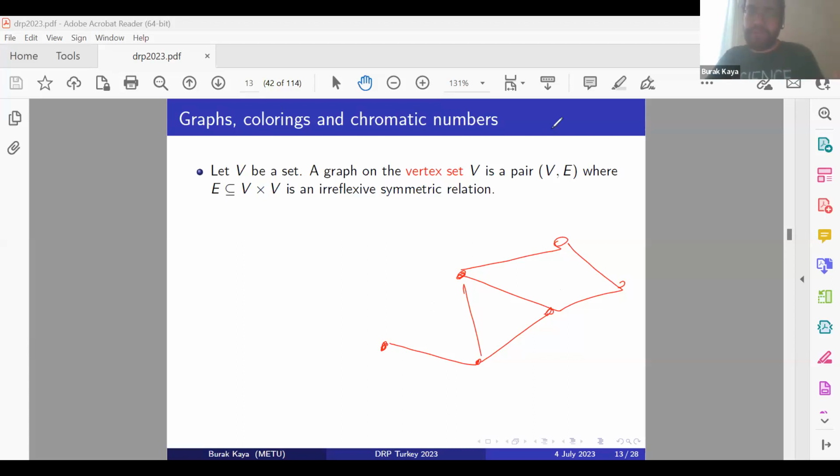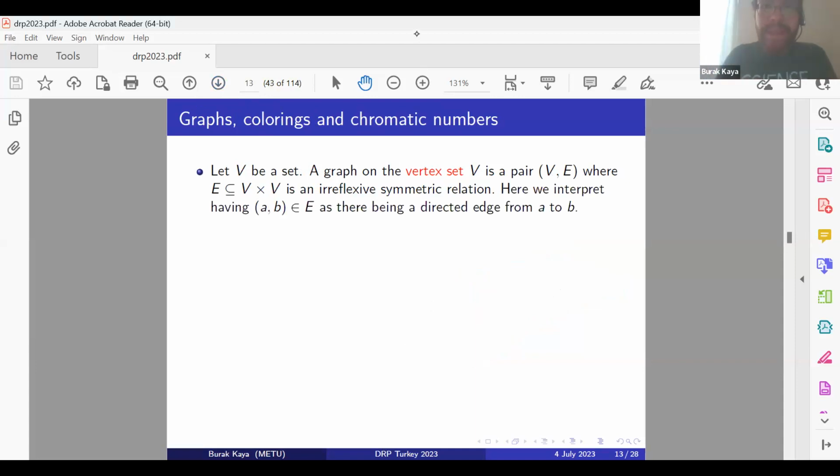Now, what's the formal definition? There are a couple of ways to define graphs. I'm going to choose the following definition. You start with a set. This is our vertex set. A graph is simply a pair (V, E) where E is a relation, and you want this relation to be an irreflexive symmetric relation. Why?